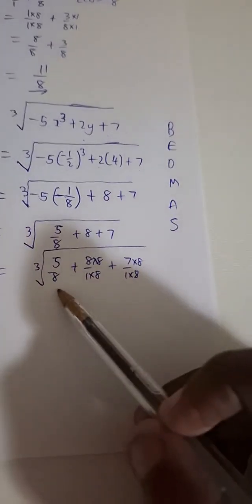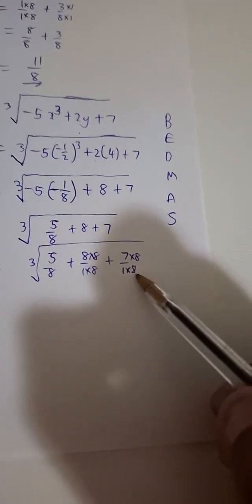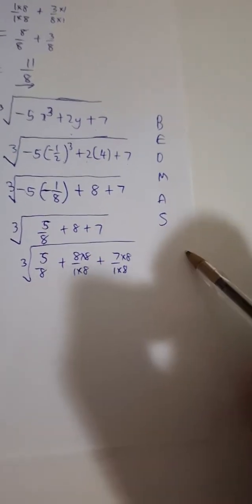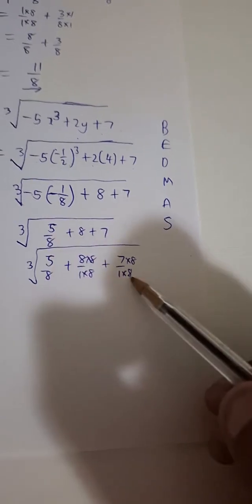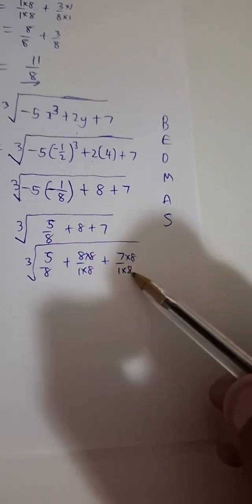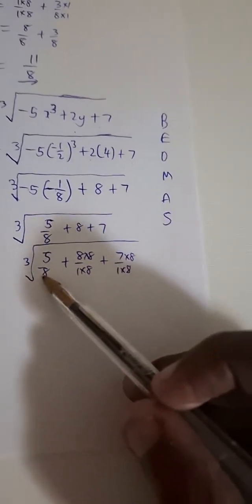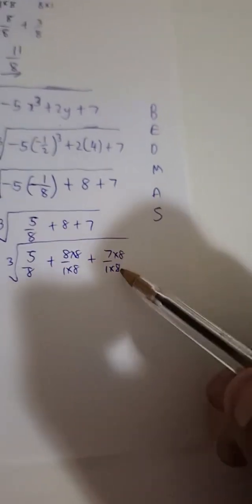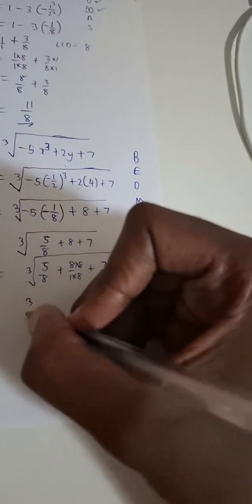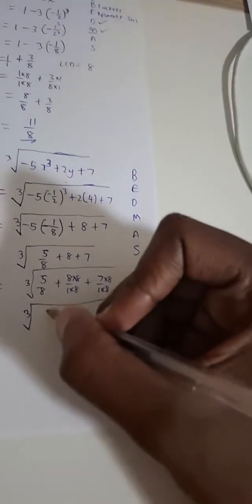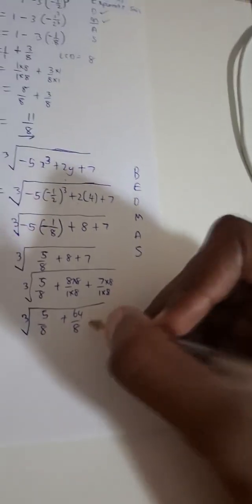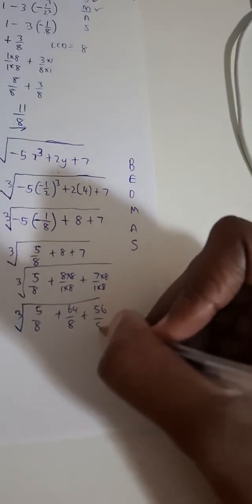Then what do we do? We go to each denominator and multiply by the number that will give us the LCD. For each denominator here, it is multiplication by 8 that will give us the LCD 8. But what we do at the bottom, we do at the top. What we do at the bottom, we do at the top. And then ultimately, this is 5 over 8 plus 64 over 8 plus 56 over 8.